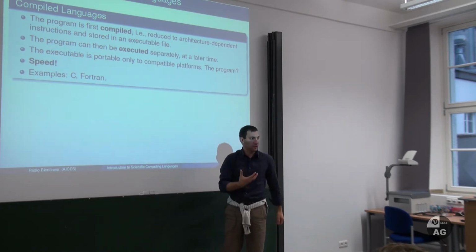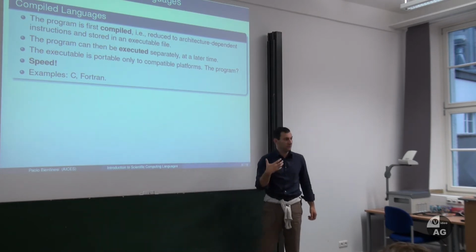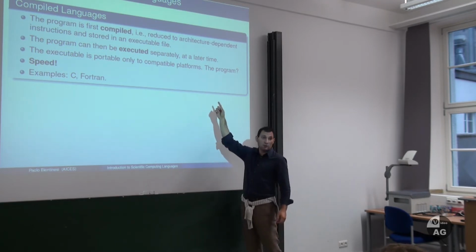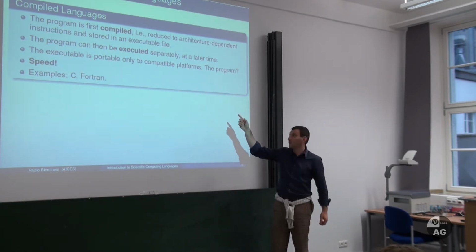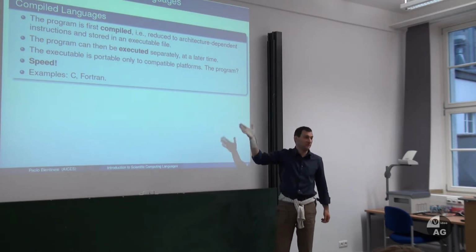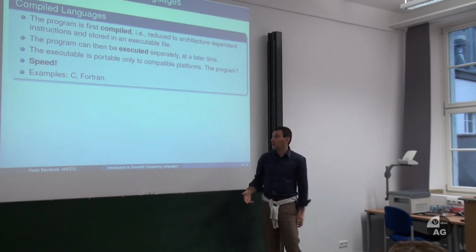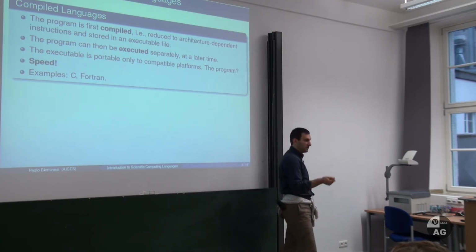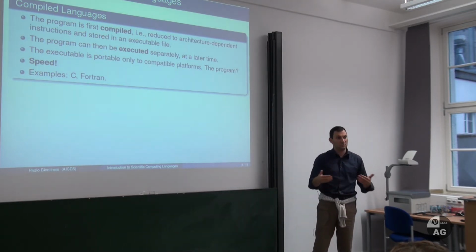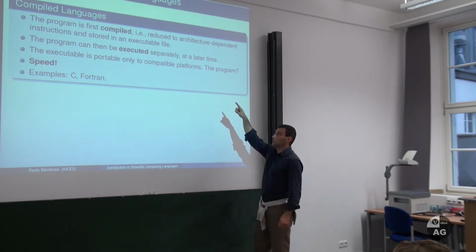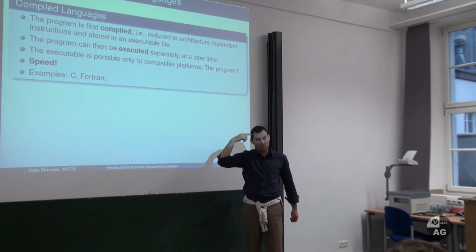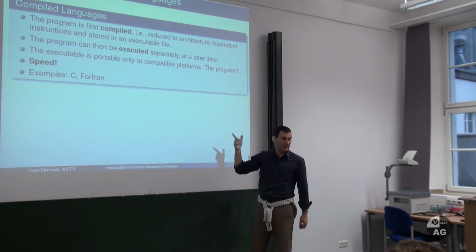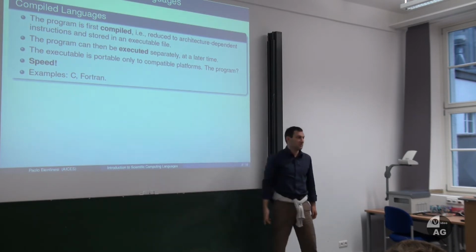So the compiler does the job for you. It tries to really create something that performs well. And normally compilers are very good. At least C and Fortran compilers are historically very good. They really look at lots of optimizations, lots of opportunities to speed up the computation. So compiled languages, normally you can think of fast languages. Examples, C and Fortran.